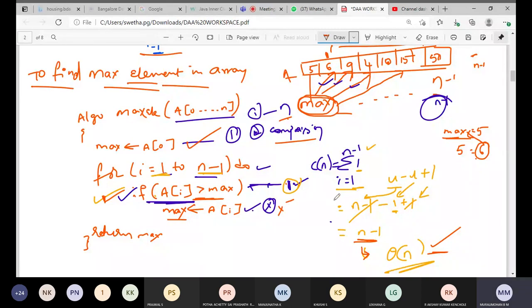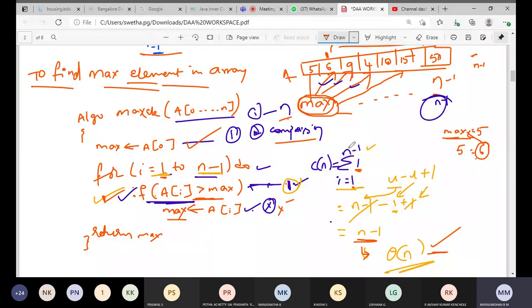So hence we will set up a summation expression, summation i equals 1 to n minus 1, suppose the loop is 1 to n minus 1. The basic operation, that is comparison, will be executed one time for each iteration variable. So this is in the form of i equals 1 to n minus 1.